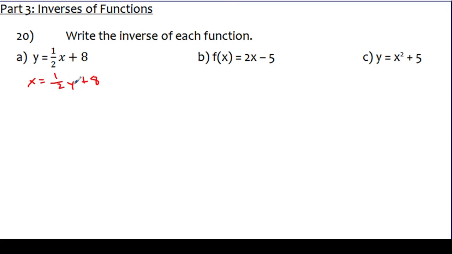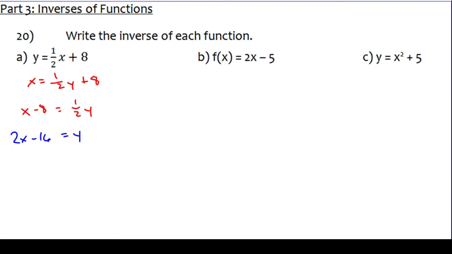Okay, so I'm going to resolve this for y. So I'm going to subtract 8 over: x minus 8. Okay, and that equals 1/2 y. Okay, and then to get rid of a 1/2, the easiest thing to do is just to multiply by its reciprocal, which is 2 over 1, which just means multiply by 2. So this is going to become 2x minus 16, and that equals y. So I would say the inverse of letter A is going to be 2x minus 16.